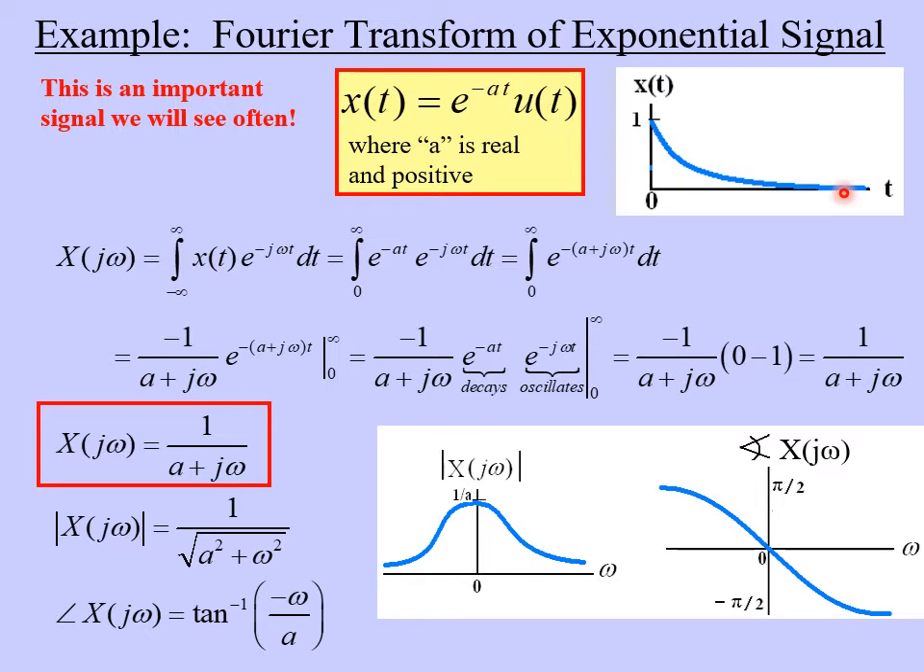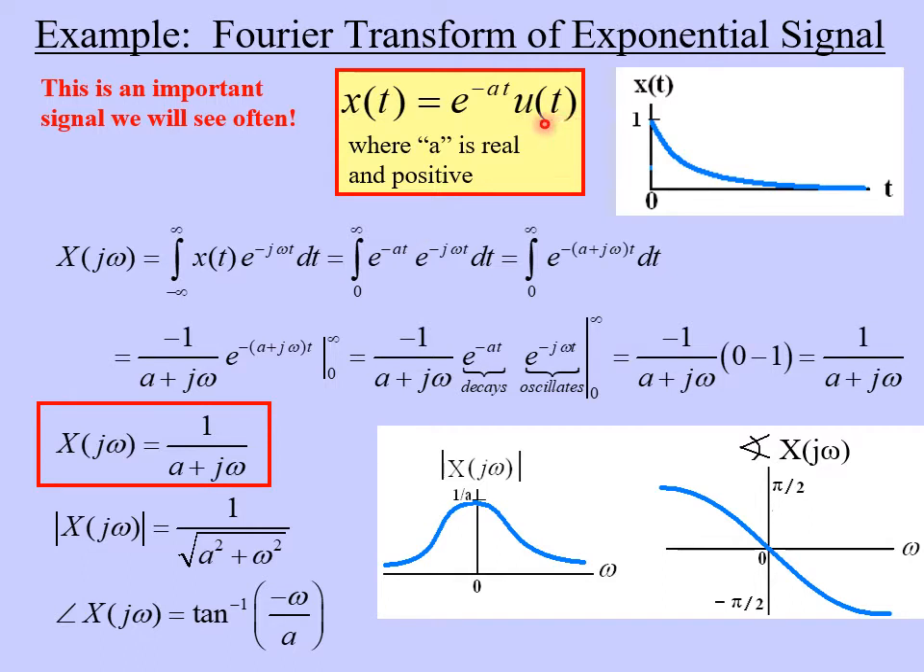So let's go ahead and see if we can figure out what the Fourier transform of this signal would be. So here's our Fourier transform integral. All we have to do is for x of t right here, just plug this in to the integral. So I've done that here. You can see the e to the minus at is plugged in there.